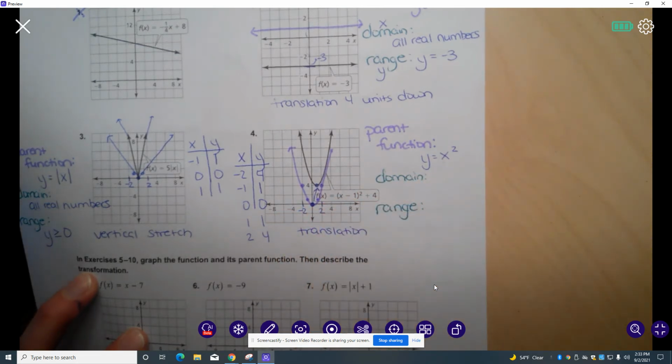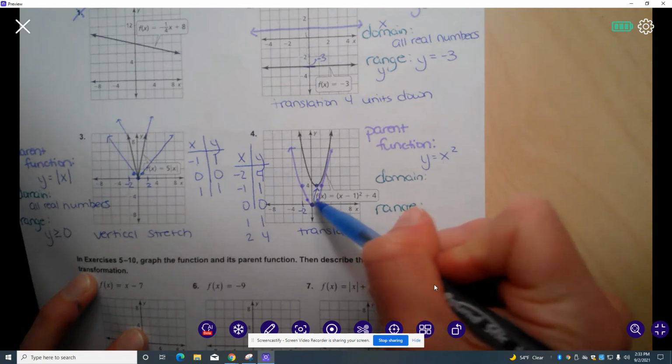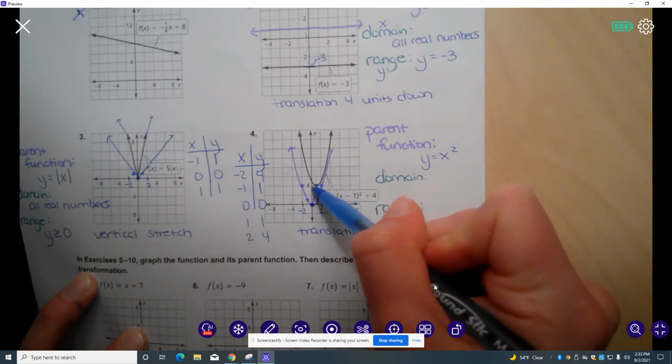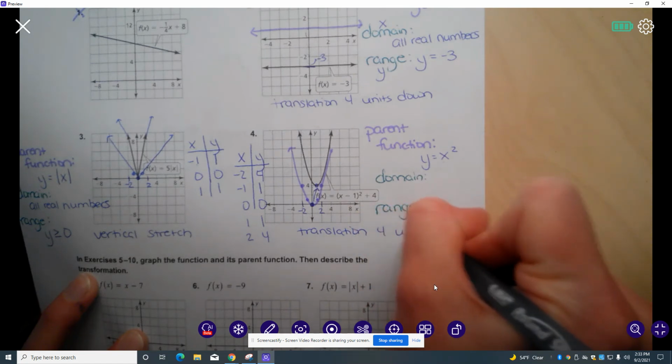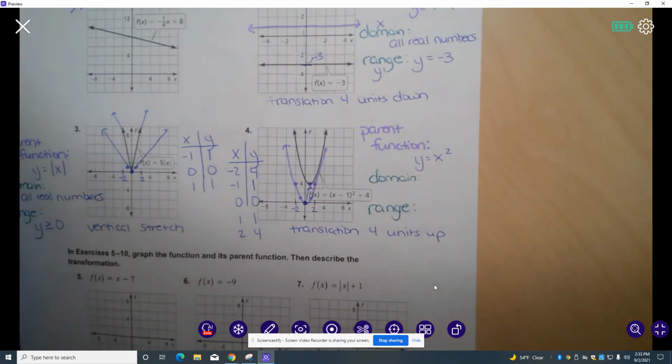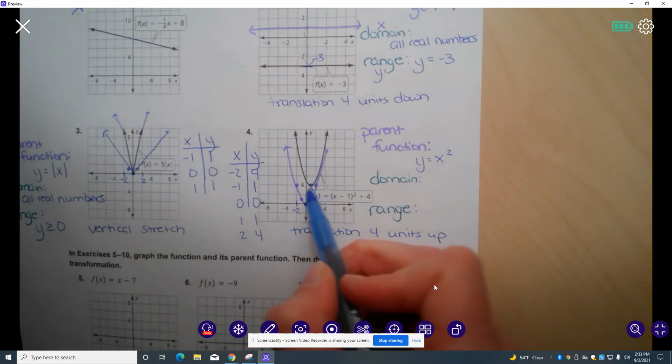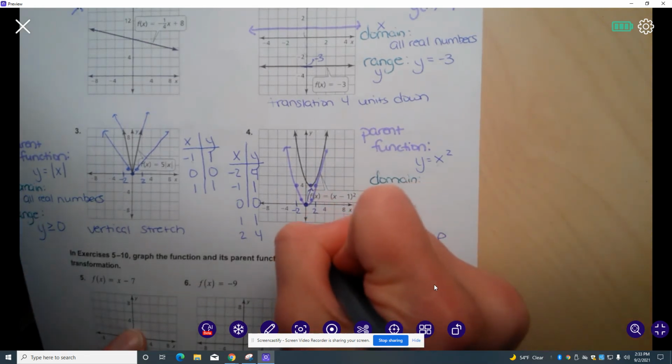Let's see how far up it went. Remember to count by 2's. It went up 4. Translation 4 units up. And how many to the right did it go? Remember, we're counting by 2's. It only went 1 to the right.